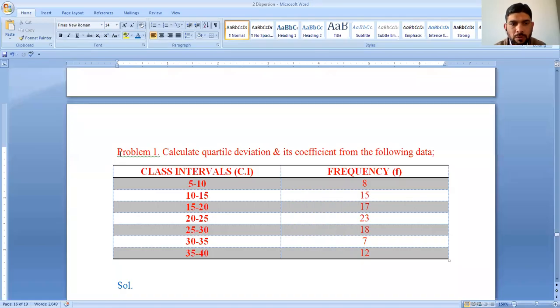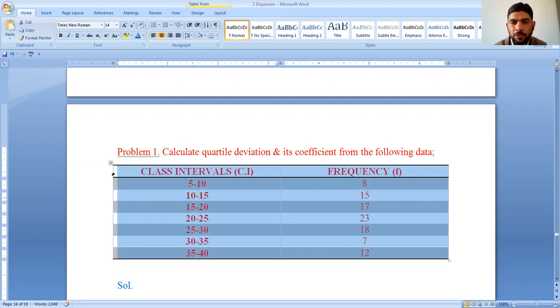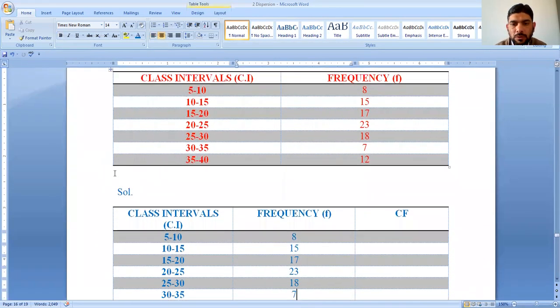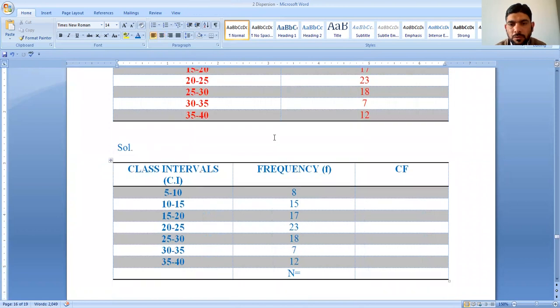Okay, students, welcome again. We have to find out quartile deviation and coefficient of quartile deviation in a continuous series, that is, a group series. What we have to do is check the class intervals and frequencies. The class intervals and respective frequencies are given over here. We have to construct the CF, the cumulative frequency, in the given frequency table.